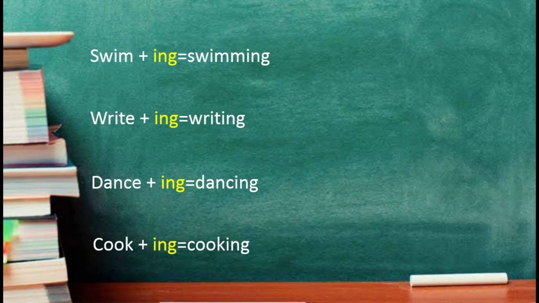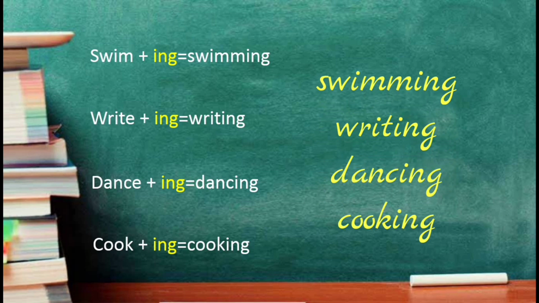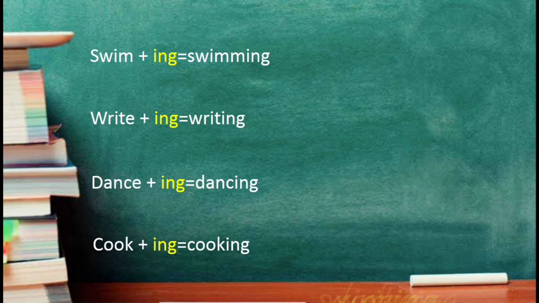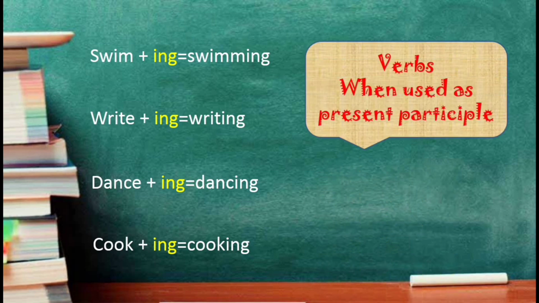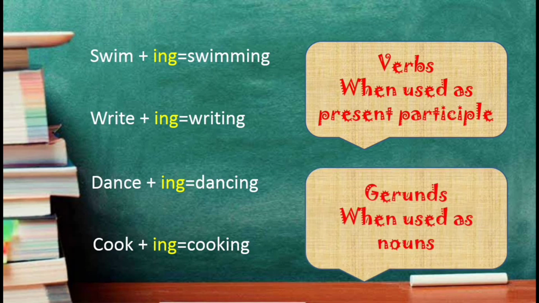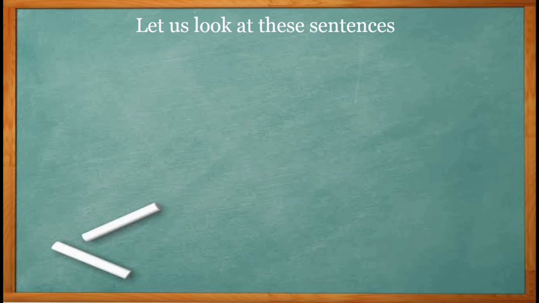cooking. The words like swimming, writing, dancing, and cooking are examples of both present participle verbs and gerunds. These are verbs when used as present participles and gerunds when used as nouns. Gerunds are nothing but nouns with ing suffixed to the verbs. Let us look at these examples for better understanding.